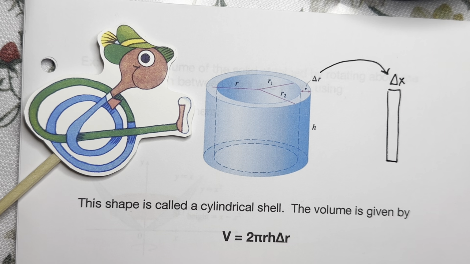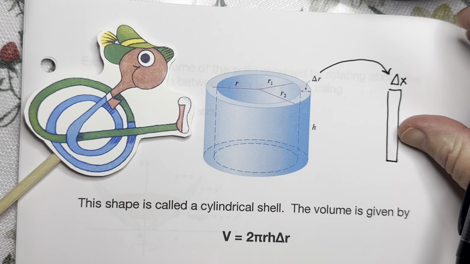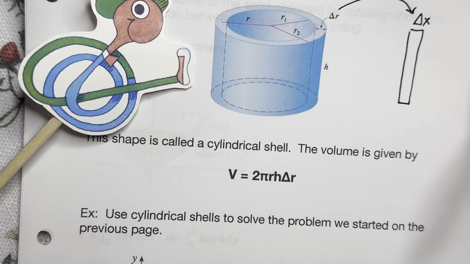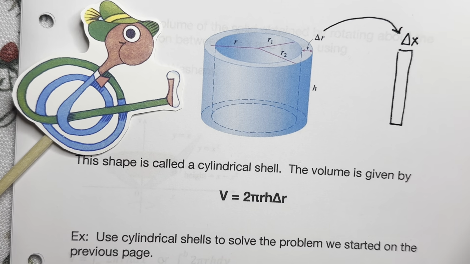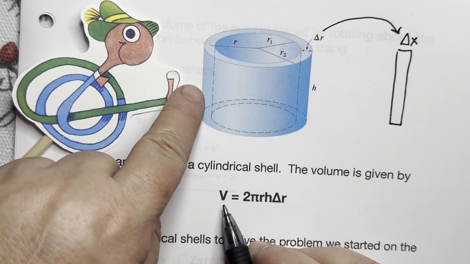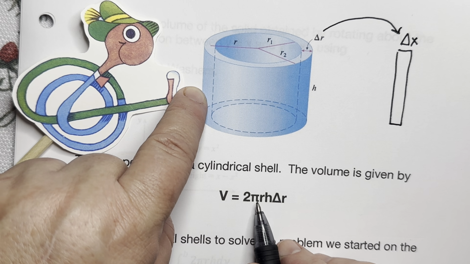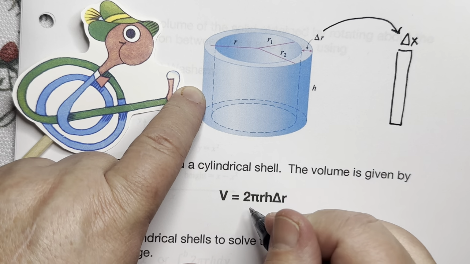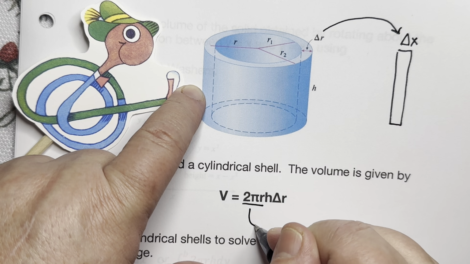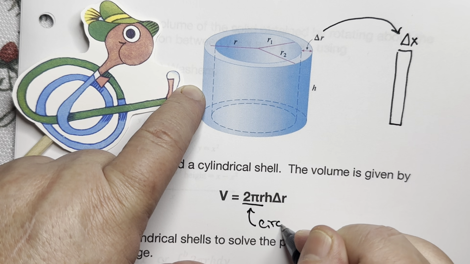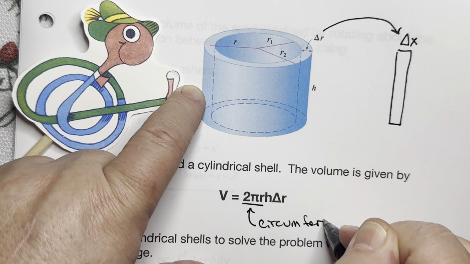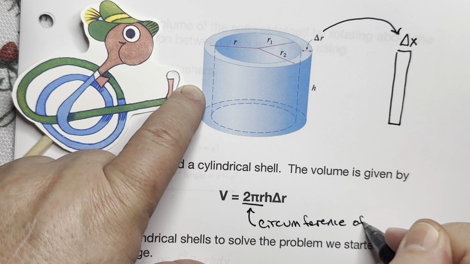Now, since it's shells and not discs or washers, we've got a new formula. Let's take a look here. This formula says the volume of this shell is 2 pi r. Now, 2 pi r, that's the circumference of a circle.